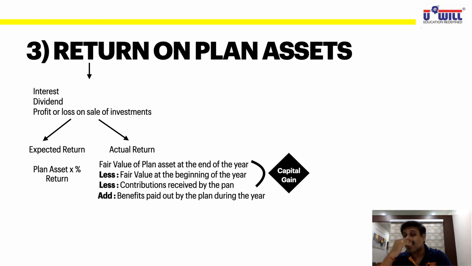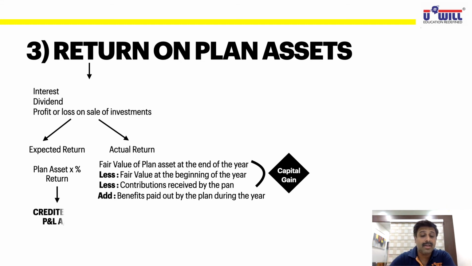However, you all must remember that expected return is only going to be credited to profit and loss account. Return on plan assets is an income. We don't have to debit it to P&L account. We have to credit that to P&L account. But which return will be credited to P&L account? It can be asked in your exams. Expected return is going to be credited to P&L account.